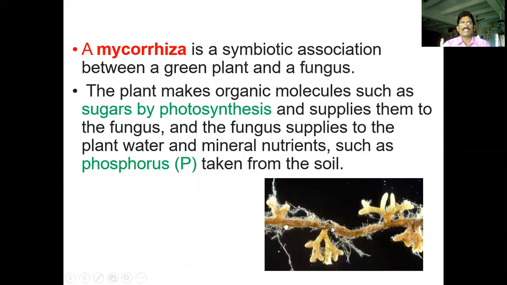A mycorrhiza is a symbiotic association between a green plant and a fungus. The plant makes organic molecules such as sugar by photosynthesis and supplies them to the fungus. The fungus supplies the plant with water, minerals and nutrients, such as phosphorus. So these mycorrhiza can supply phosphorus to the plant body.